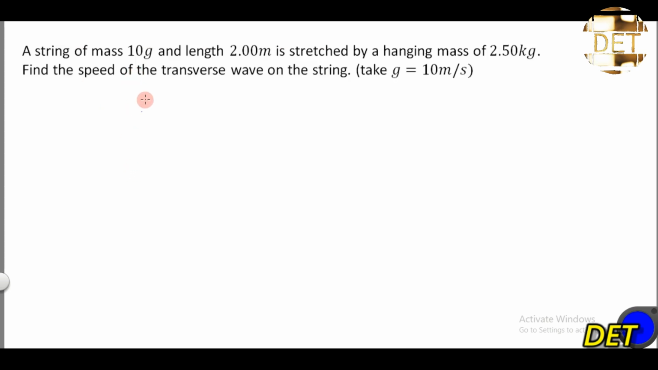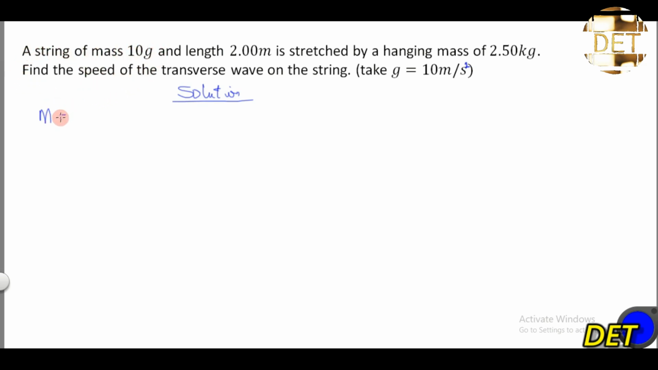So let's look at an example here. A string of mass 10 grams and length 2 meters is stretched by a hanging mass of 2.5 kg. Find the speed of the transverse wave on a string given that g is equal to 10 meters per second squared. So the first thing I would want to do here is to fish out the parameters that were given in this question.